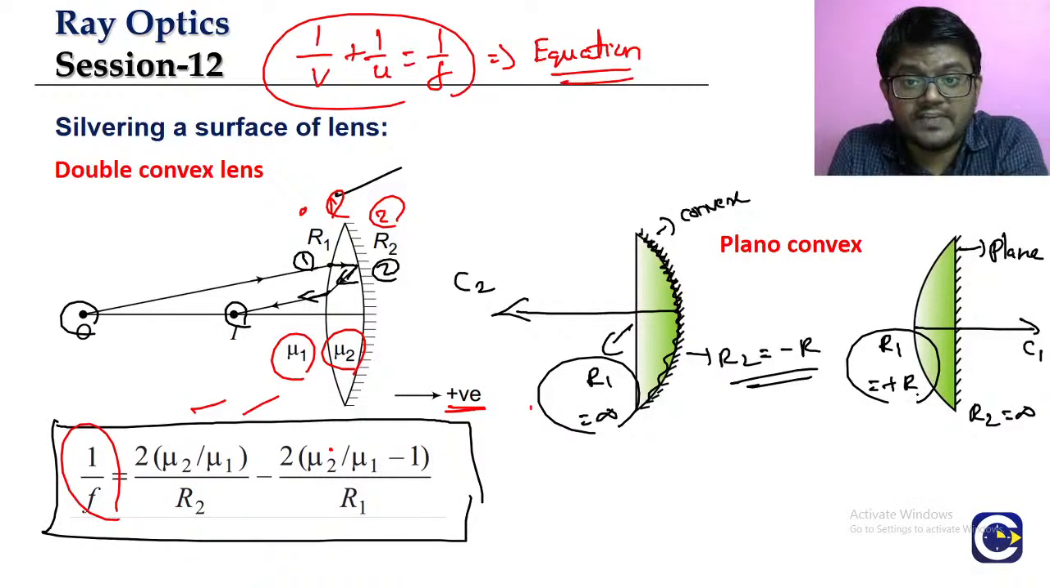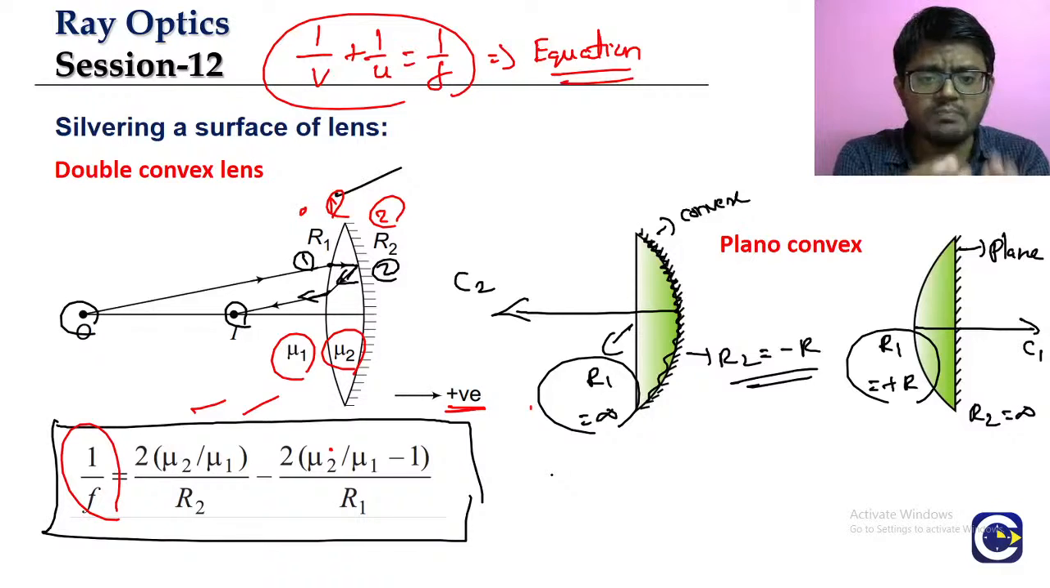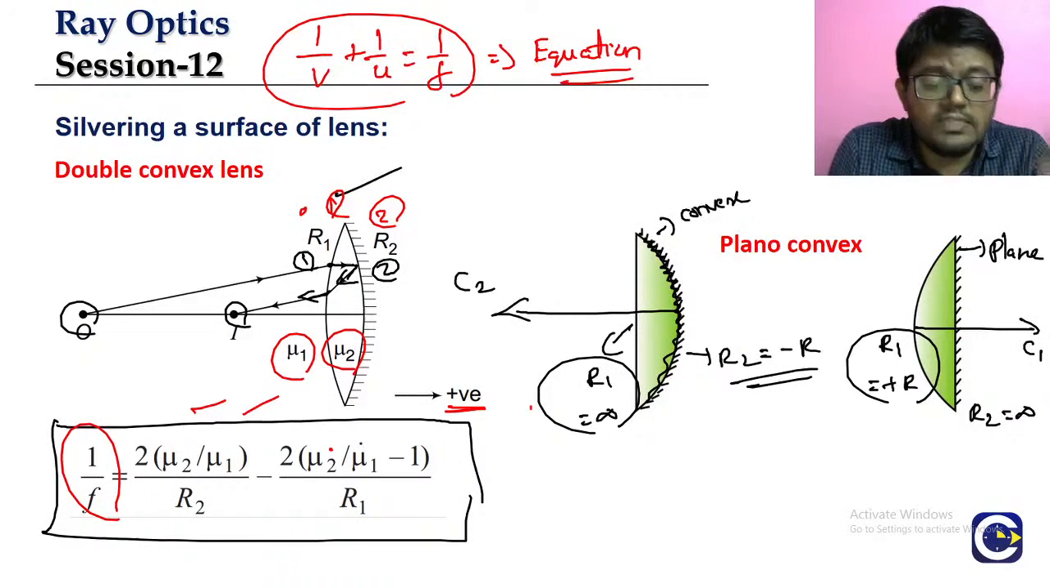R2 is now a planar surface. R2 will be infinity. So whatever the lens they give, it need not be a biconvex lens. It can be any lens. You will just have to use this equation by taking the corresponding R1 and R2. R2 will always be our silvered surface. We have to take the R1, R2 values along with the sign convention.